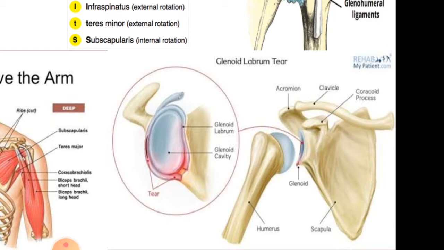and the ball is the head of the humerus, and the socket is this glenoid cavity, which is part of the scapula. If we zoom it out, you can appreciate a rim of fibrocartilage that is covering this glenoid cavity, and we are calling it the glenoid labrum. The function of this glenoid labrum is to deepen the glenoid cavity.